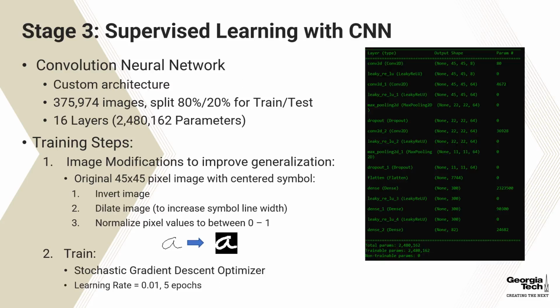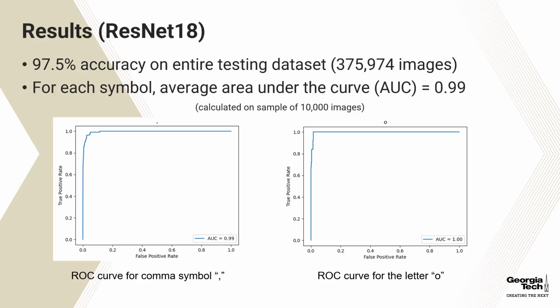We also attempted to build our own more simplified CNN that had only 16 layers and required 9 million fewer parameters than the ResNet model. The images for this network were also modified to be more generalizable for handwritten equations. And similarly, we used a stochastic gradient descent optimizer and 5 epochs to train on this network. The ResNet model ultimately had better accuracy, so we stuck with this model and trained on the entire data set.